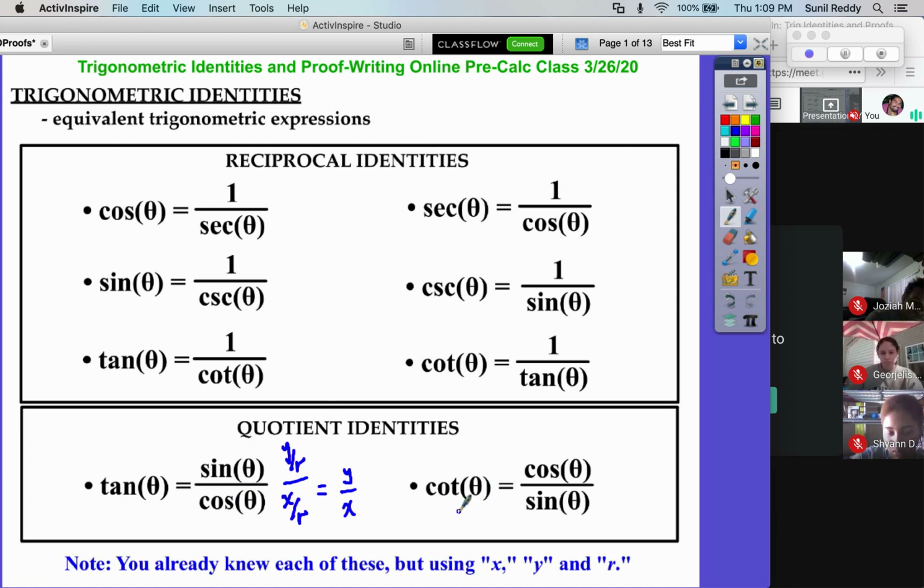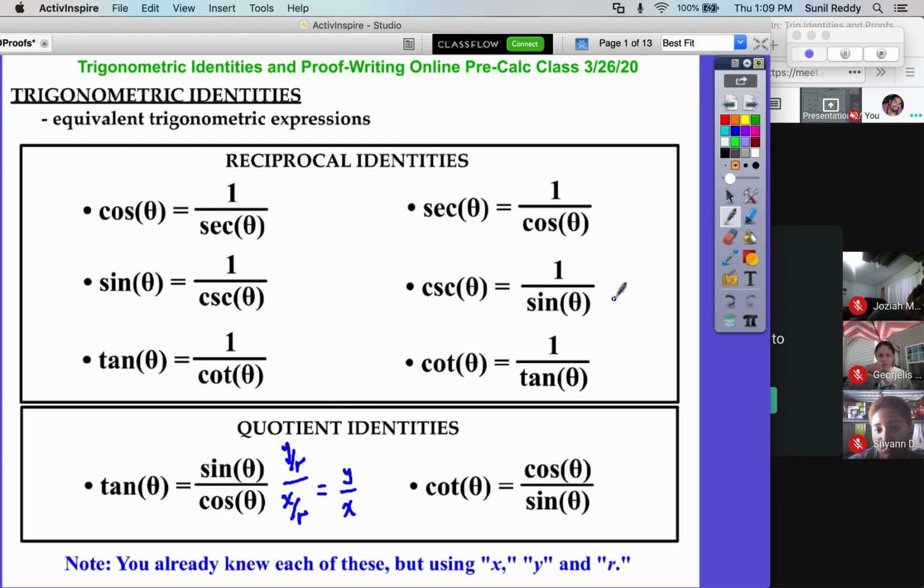Similarly, cotangent is just cosine over sine, which is x over r divided by y over r, and that just simplifies to x over y. So these 8 identities on this screen are going to be important when we do our proof writing, because we'll be able to use them to swap out certain terms with other equivalent terms, and that's what makes them identities.